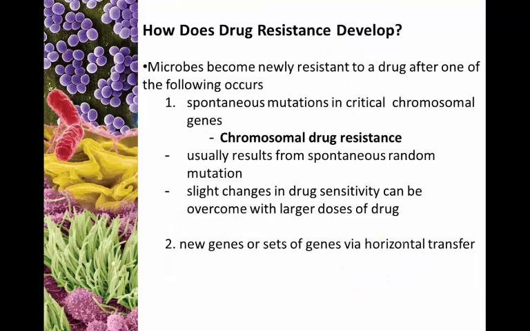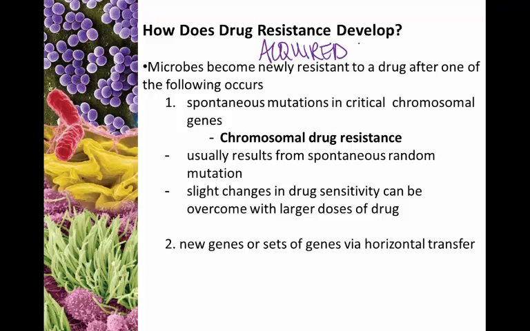So, microorganisms that become resistant, in other words, those that acquire resistance, this is acquired resistance, so they were not born resistant or with a resistance gene. Those that acquire resistance usually do through one of 2 things. A spontaneous mutation within a chromosome. This would be chromosomal drug resistance. Again, it's usually spontaneous, random mutation, changes in the chromosome. Lots of times this leads to a slight change in drug sensitivity or slight resistance, and you can overcome it with larger doses of the drug.